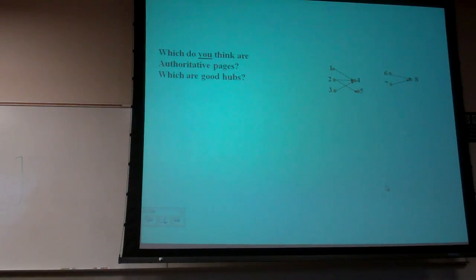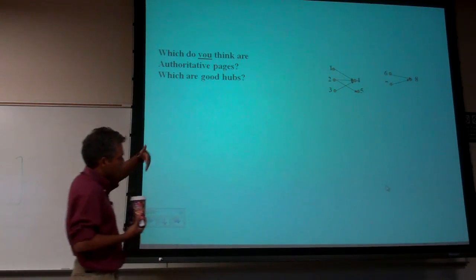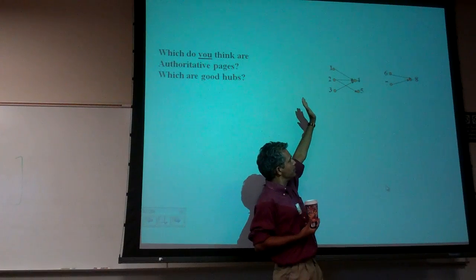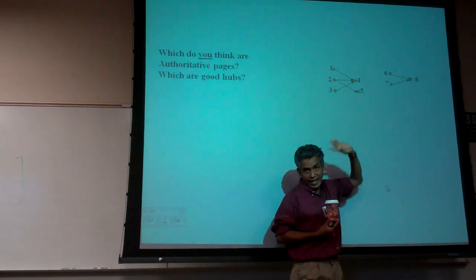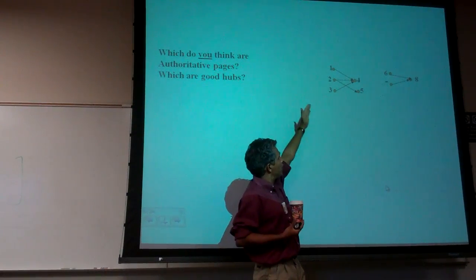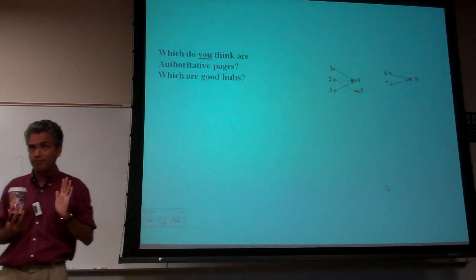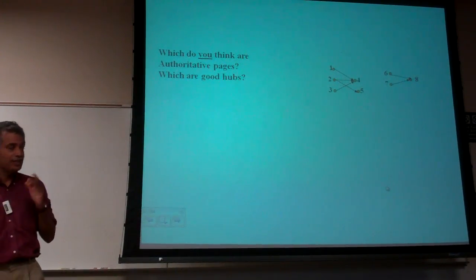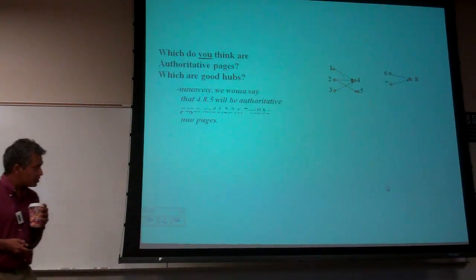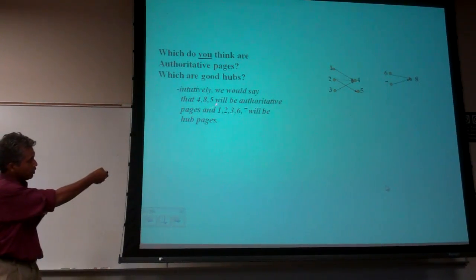Who are the big authorities here? 4. And, okay, tell me all the good authority pages. 4, 5, and 8. And the good hub pages are 1, 2, 3, 6, and 7. Right? That's what your intuition says. If you were to run authorities and hubs on this, intuitively this is what you would think.